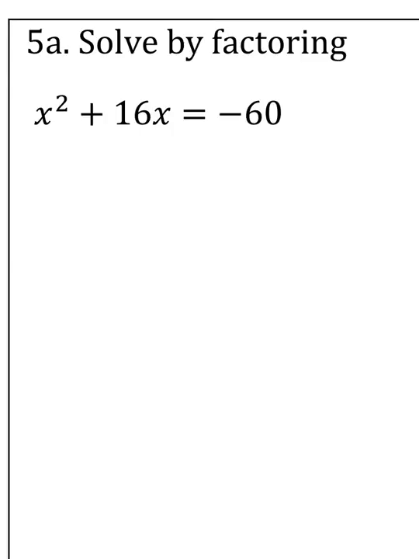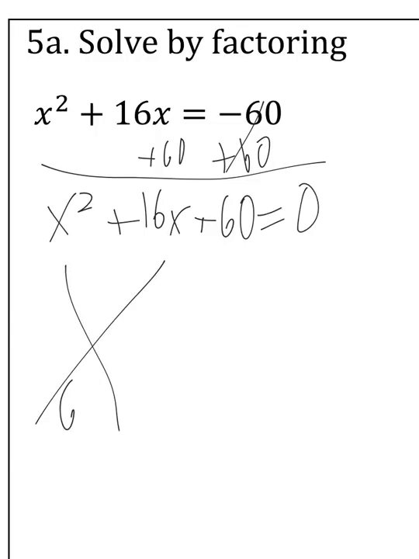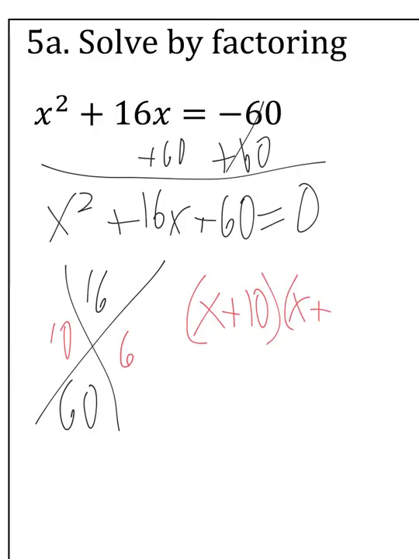Okay, so moving on to the next one, I need to solve this by factoring, which means I need to add 60 to the other side. I need to get everything on one side. So that's going to leave me with x squared plus 16x plus 60 equals 0. So what are my factors of 60 that add up to 16? 10 times 6 makes 60, and 10 plus 6 is 16. So I'm going to write x plus 10 times x plus 6.